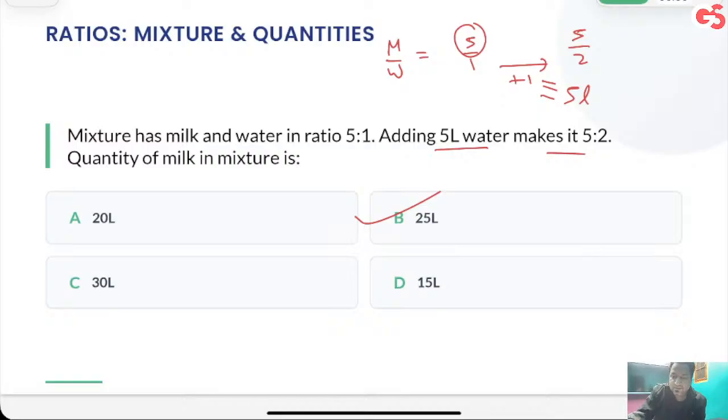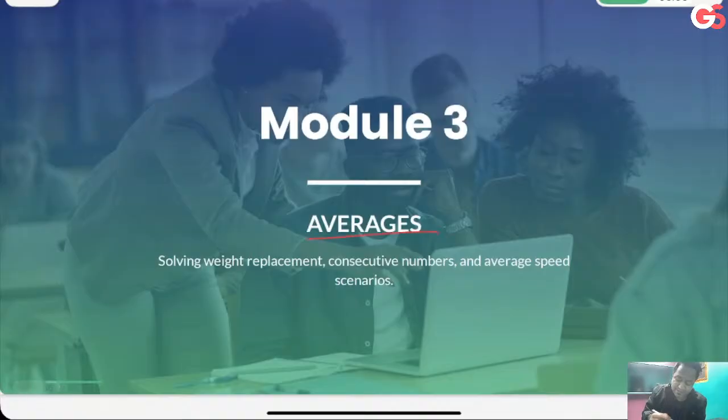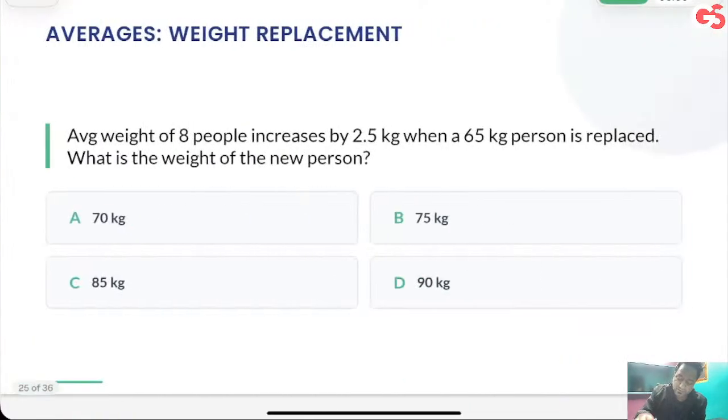Cool. All of you got this? Next one. Module 3 is averages. Here we go.